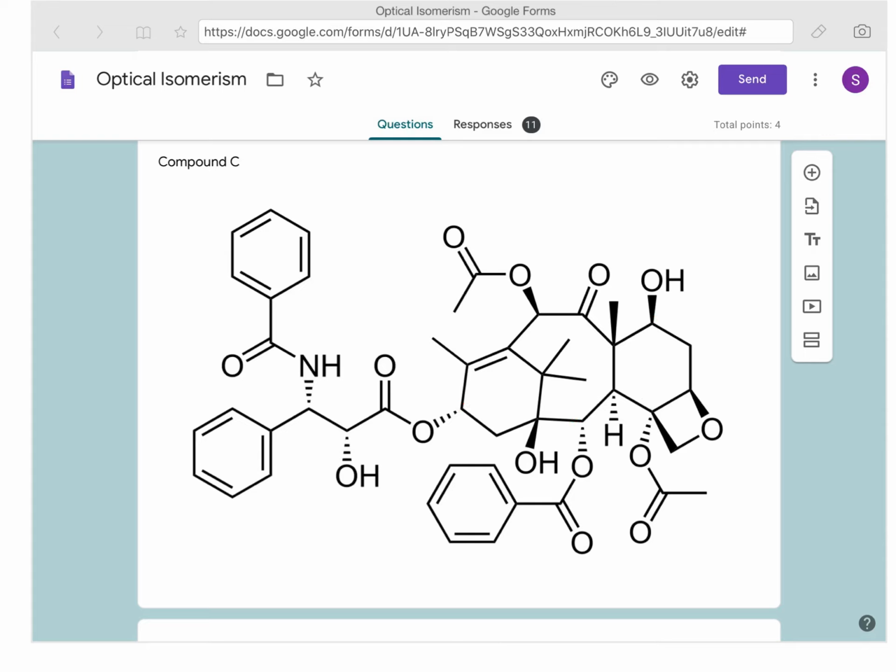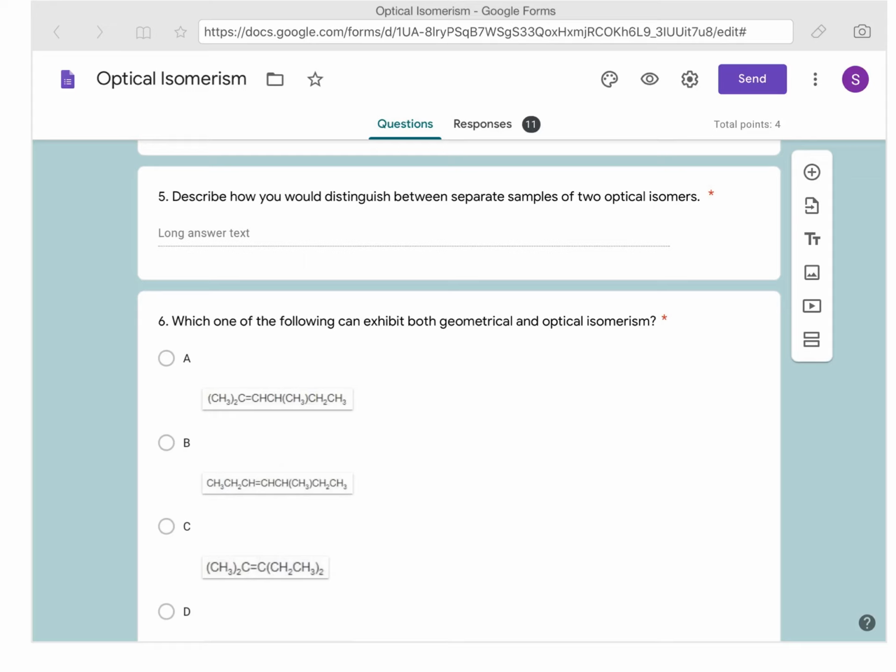How many in compound C? We've done that. Describe how you would distinguish between separate samples of two optical isomers. Right. If you see in an exam question, distinguish optical isomers, you're looking for plane polarized light being rotated in opposite directions, and that's it.